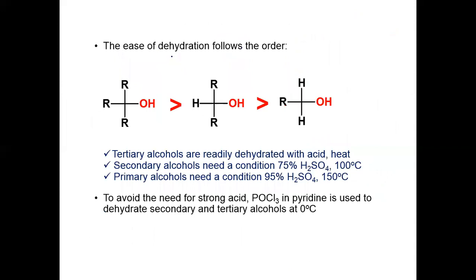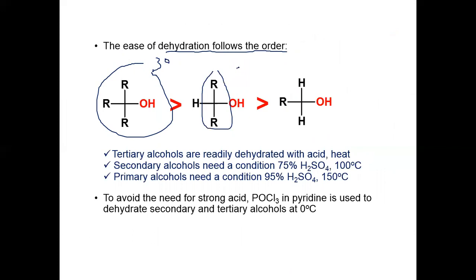The ease of dehydration follows the order. So tertiary, this is the tertiary alcohol. This is your secondary alcohol and this is your primary alcohol. So ikutkan tertiary lebih senang compare dengan secondary daripada primary alcohol. So for your tertiary alcohol, readily dehydrated with acid and heat. So simple saja reaction dia.